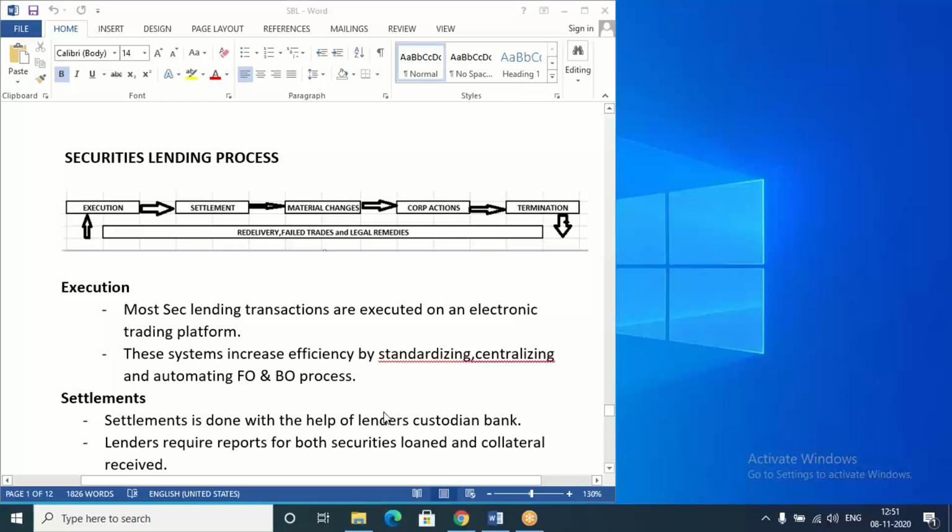So execution is pretty simple. It is nothing but entering into a stock borrow lending contract. And primarily now, especially because of the technology that is there, most of it is electronic, and you have pretty standardized and centralized automated functions for the front office and back office. In the execution stage, when you're entering a stock borrow lending contract, what all other details will you have to note down?